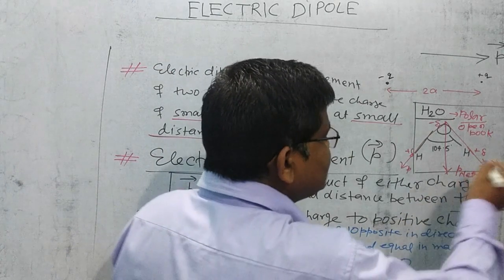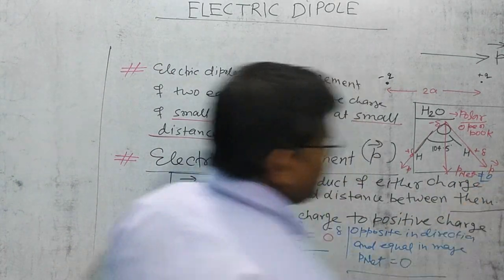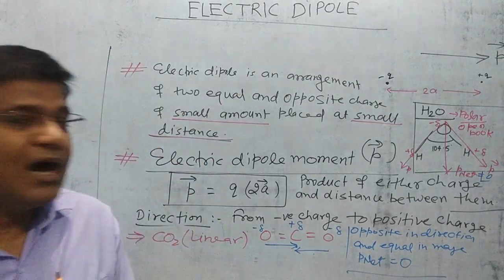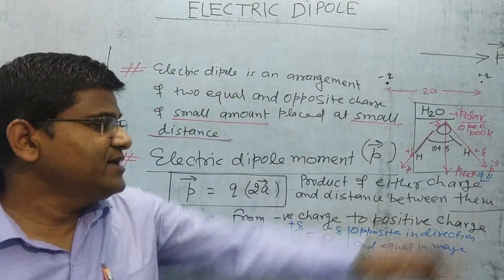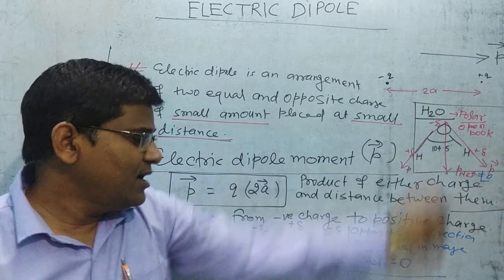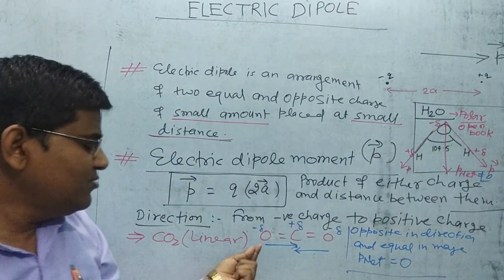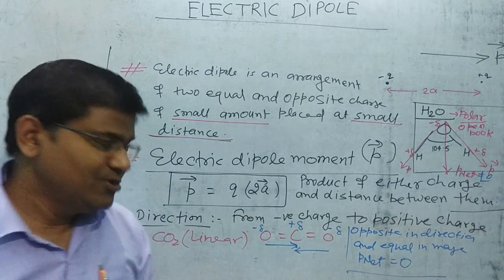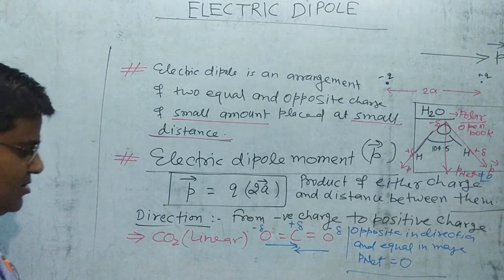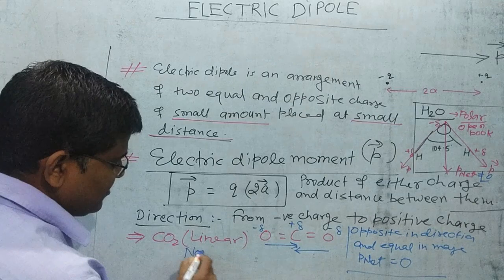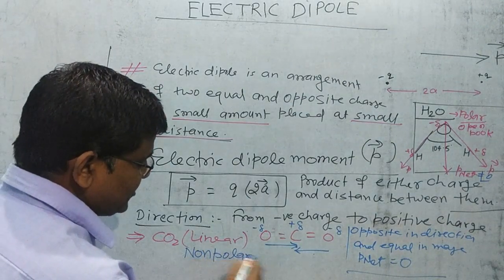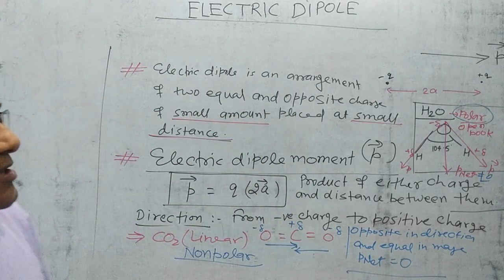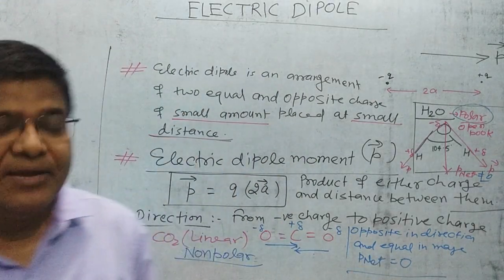Here the net dipole is 0, and here the net dipole is not equal to 0. Those molecules which have a net dipole moment are polar, and a molecule which has net dipole moment 0 is called non-polar. And this is called polar. Okay, then this is the introduction of electric dipole.